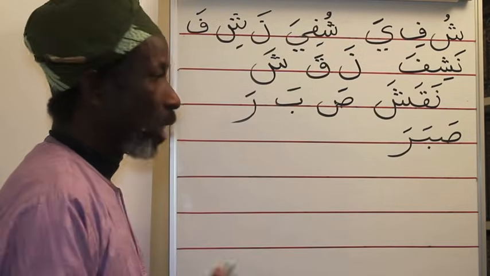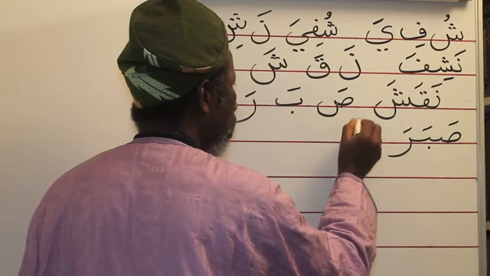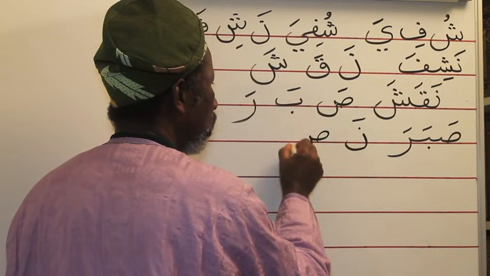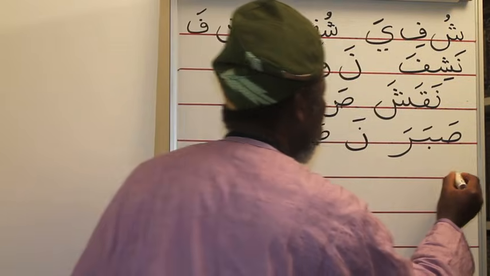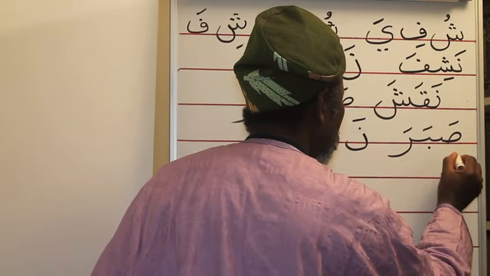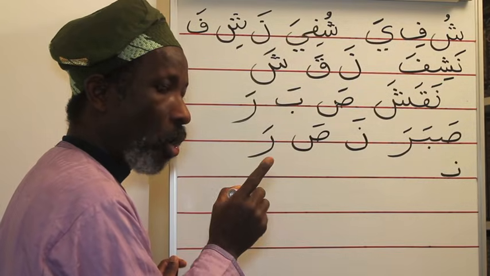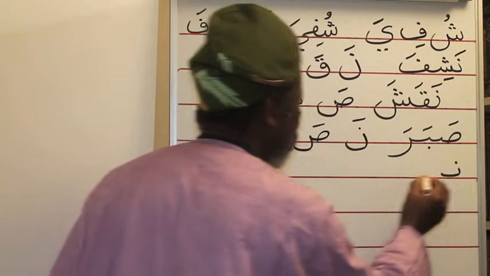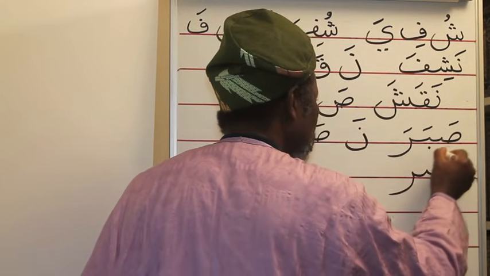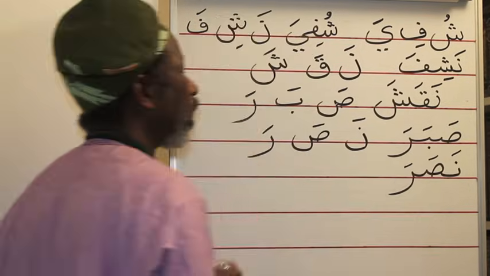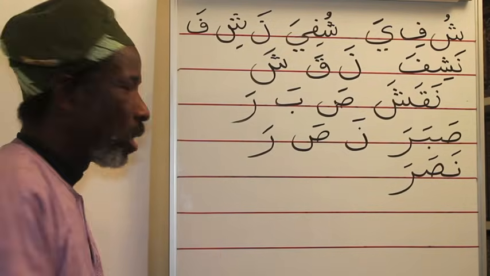Sod in the middle. Nasara. Na, sa, ra. Nasara. Joint form na. Remember that you need to reposition your hand when writing sod in the joint form in the middle. So say na sa ra. Na sa ra. Nasara. Sod at the end, naqasa.